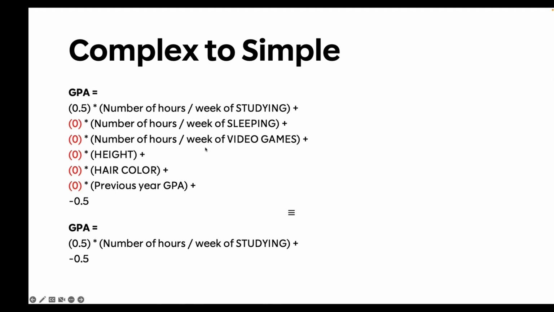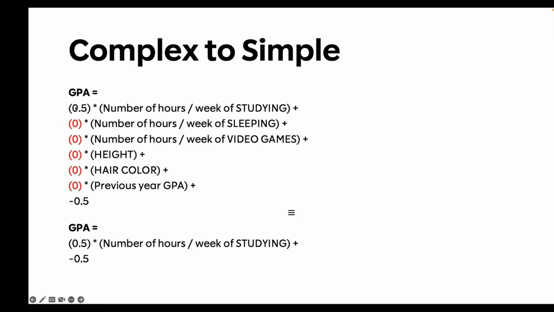I mean, essentially, you could write that complex model by putting a bunch of coefficients of 0. So there's this notion of going from complex to simple by giving these weights of 0. And so these are equivalent, right? Theoretically, if you want to train a model with all of these questions, you could ask every student how many hours a week they study, sleep, play video games, what's their height, what's their hair color?